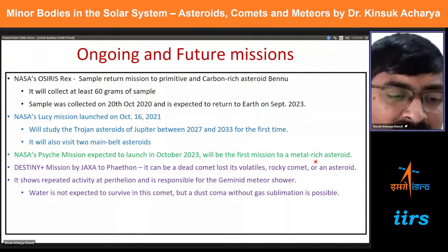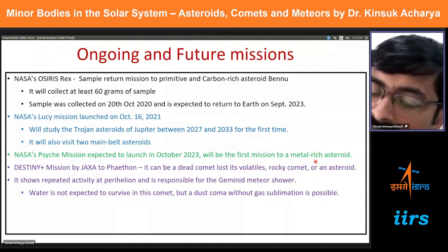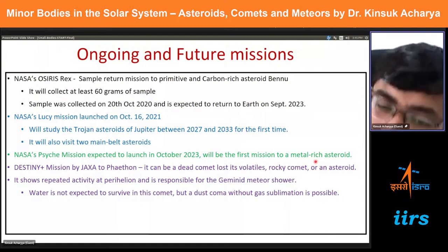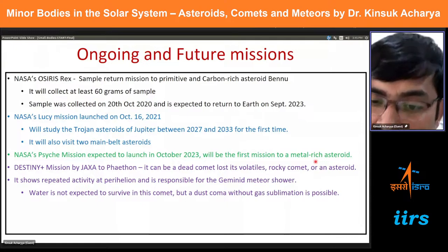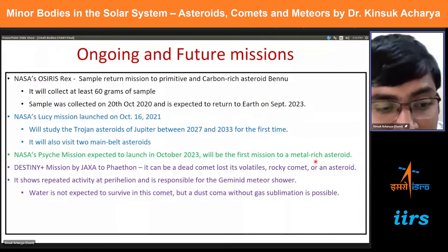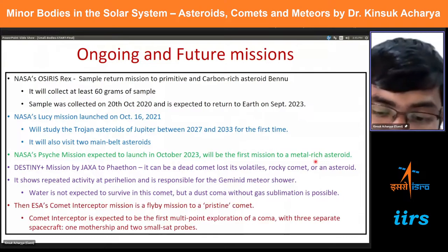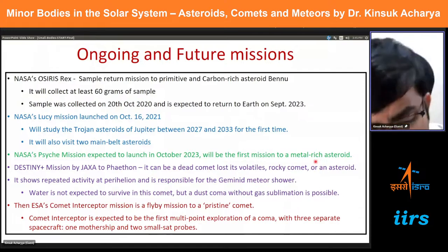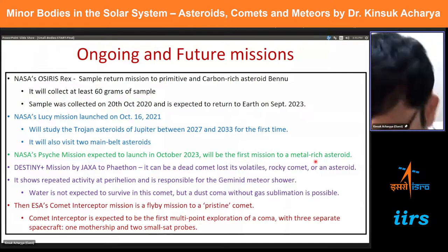And then there is a mission from JAXA, which will study a dead comet. You can understand that comets are a mixture of dust, rock, and ice. So what happens when the entire ice is sublimated? It remains dust and rock. This mission will study this. Then there is another mission by ISRO, which will also try to study a very pristine comet. But these are only a very small list. There may be many missions coming which we will know in the future.